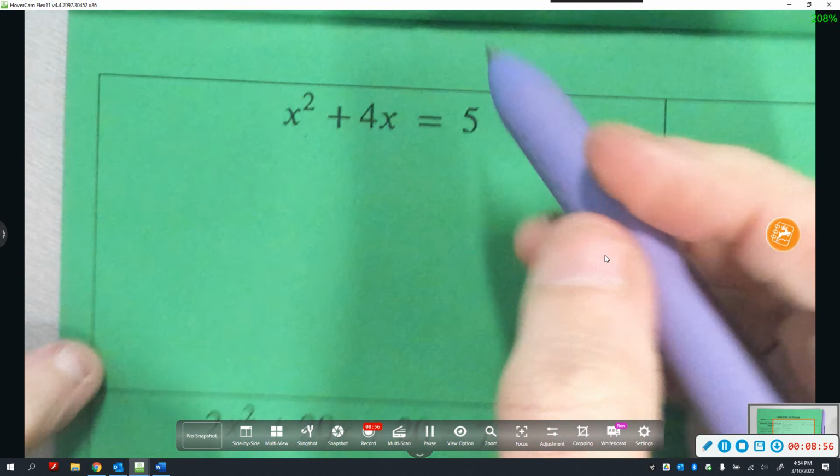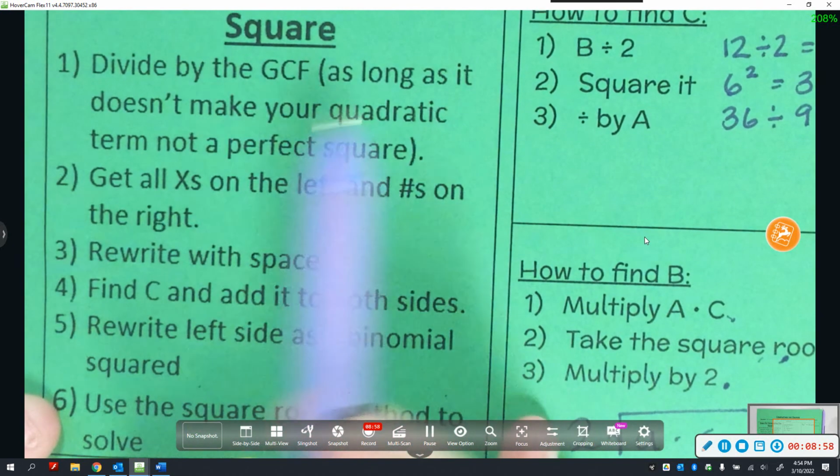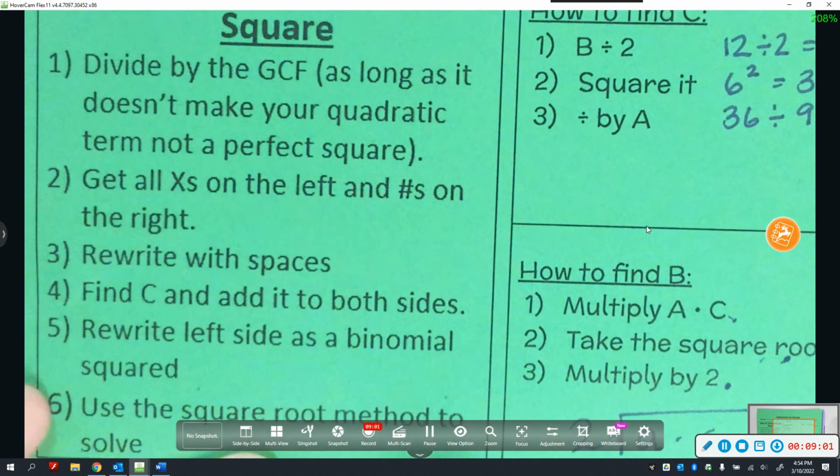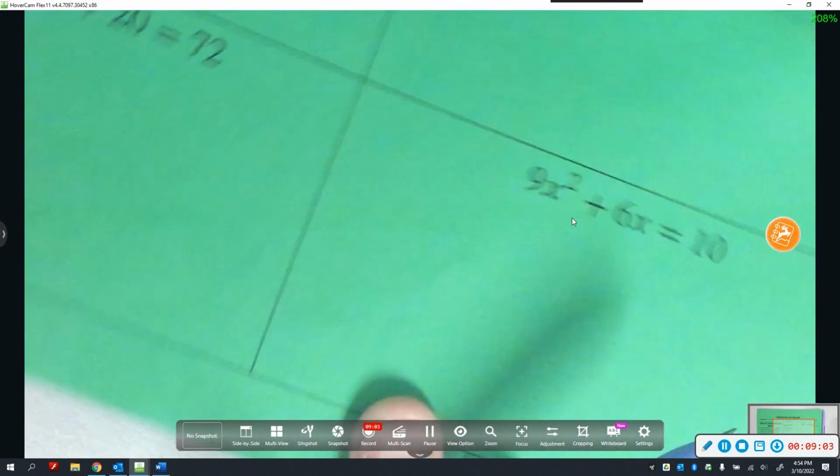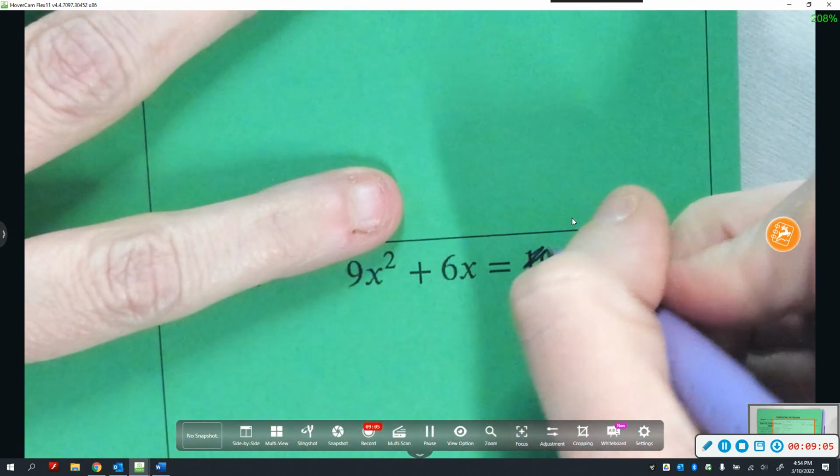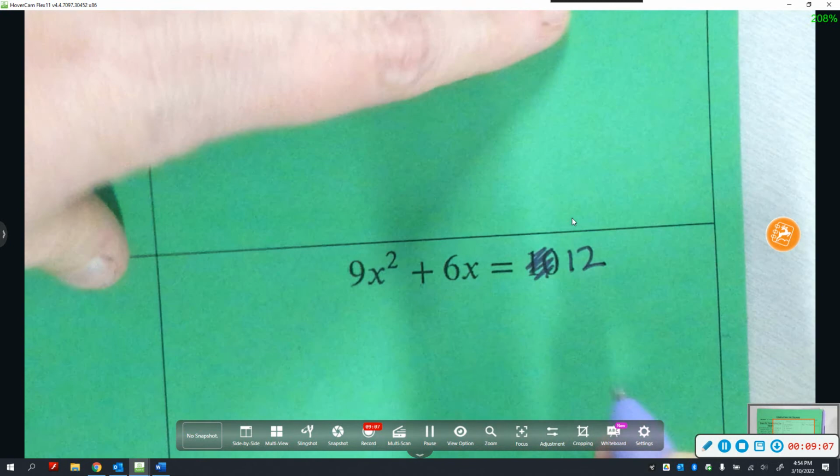So first of all, the first thing I'm going to do is divide by the greatest common factor, as long as it doesn't make my quadratic term not a perfect square. So what does that mean? Let's take a look at this one. I accidentally put 10 instead of 12, so let's write that as 12.